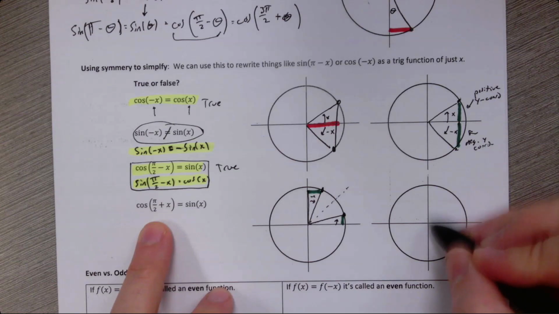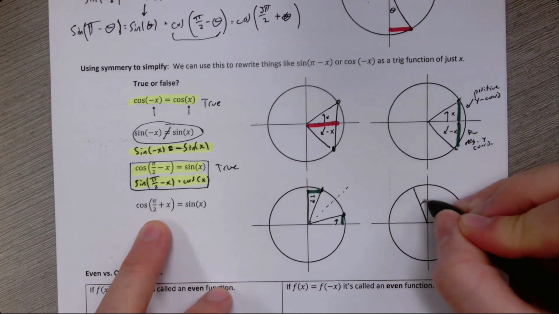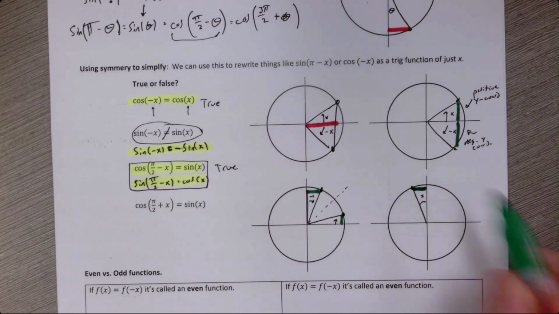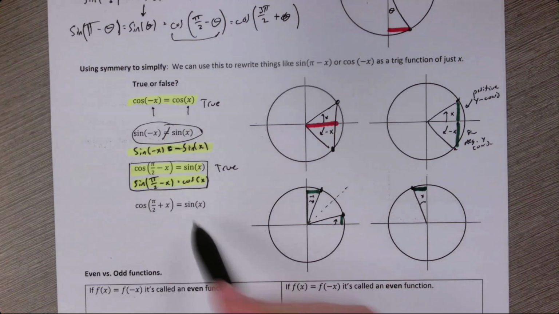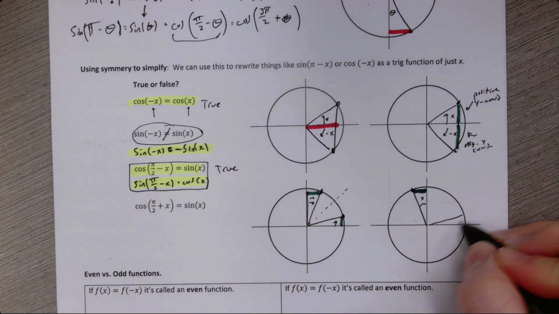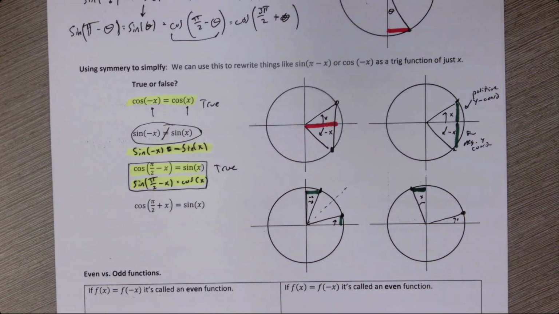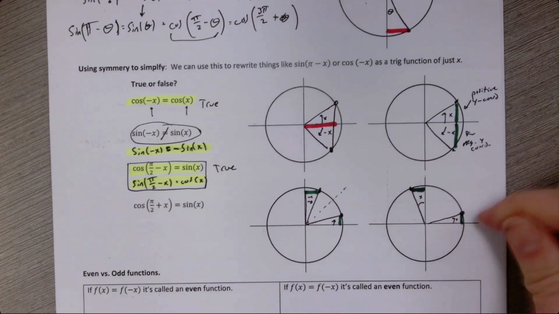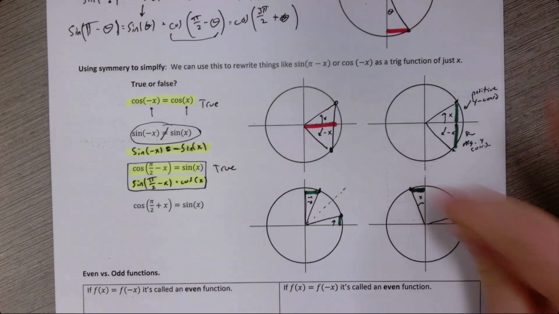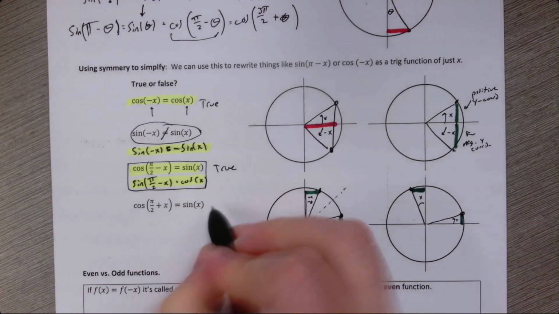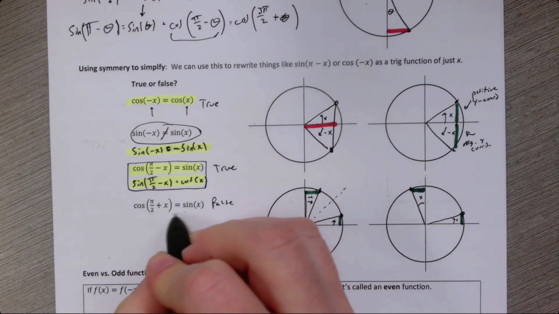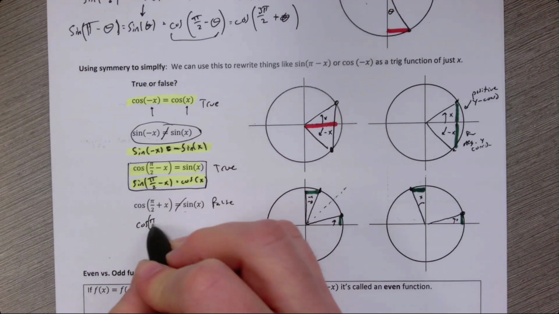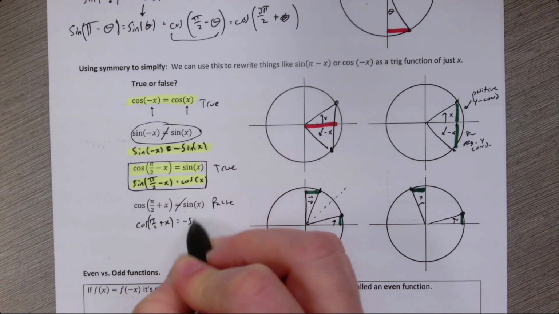Cosine pi over 2 is straight up. If I'm going to then add an angle x, that takes me to here, and I'm looking at cosine, which is the x-coordinate. Is that the same thing as sine x? Sine x would be here. So similar situation, it's like the distances are the same, but this is a positive y-coordinate, and that's a negative x-coordinate. So this is false. If we wanted to fix it, we could say cosine pi over 2 plus x equals opposite sine x.